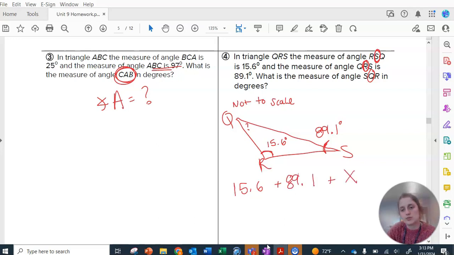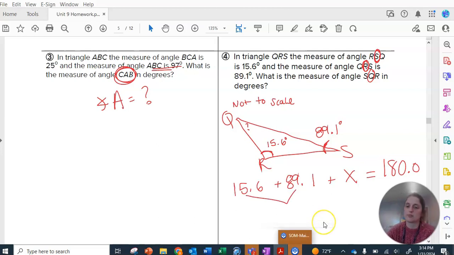One angle we don't know, but we do know it will always add up to 180 degrees, or in this case, we can write 180.0 because I do see that we have things in the tenths place. Add first, combine your like terms, and then isolate your variable by subtracting to get x alone.